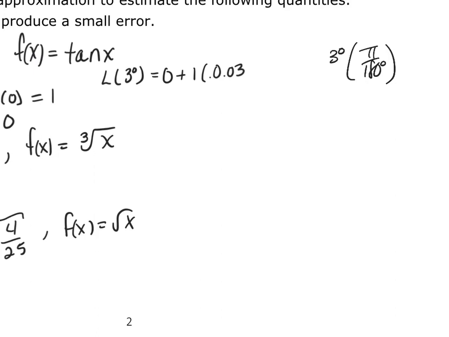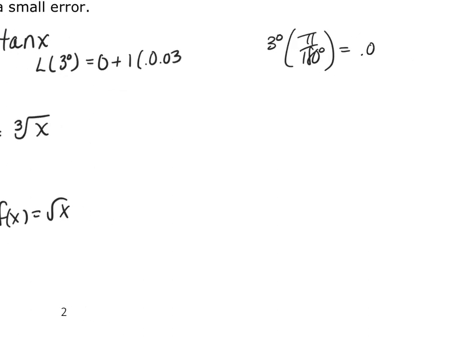So what is it in radians? Is it 0.03? So it's 0.05235? Is that what you all get? I don't know. You tell me. Pi over 60. Pi over 60. Yeah, this is what we got. Okay, well, could you tell me the approximation? That's the approximation.